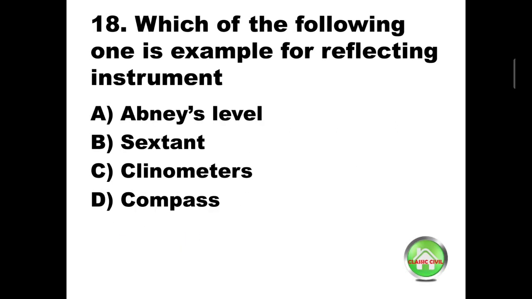Question number 18. Which of the following one is an example for reflecting instrument? Option A, Athens level. Option B, sextant. Option C, clinometers. Option D, compass. Answer is option B, sextant.